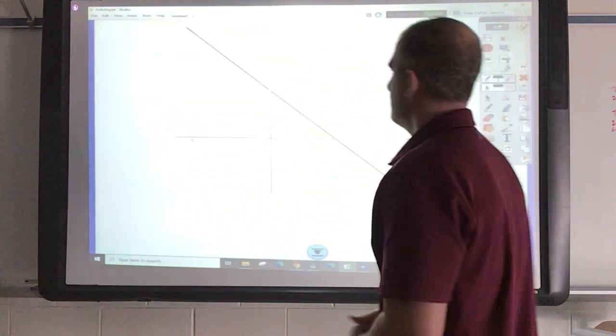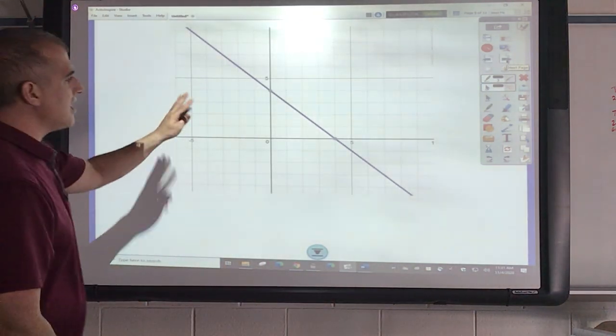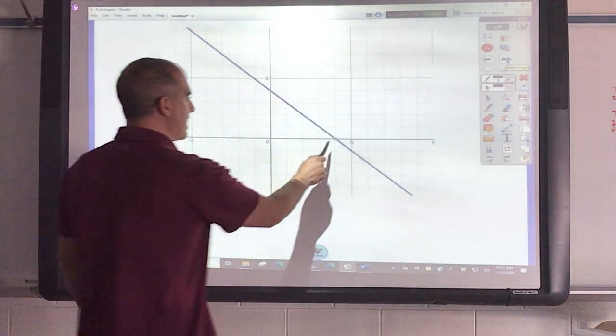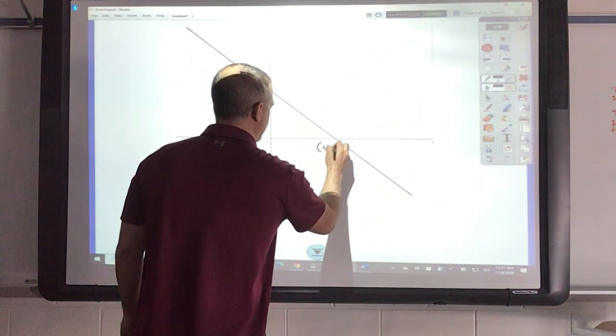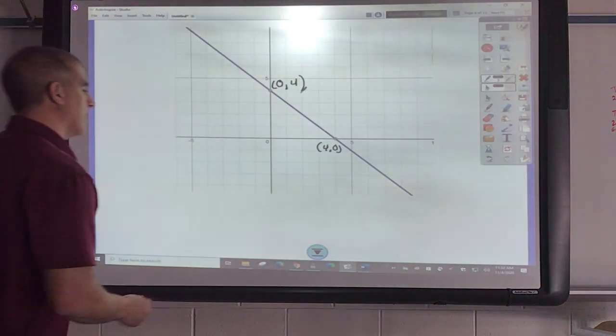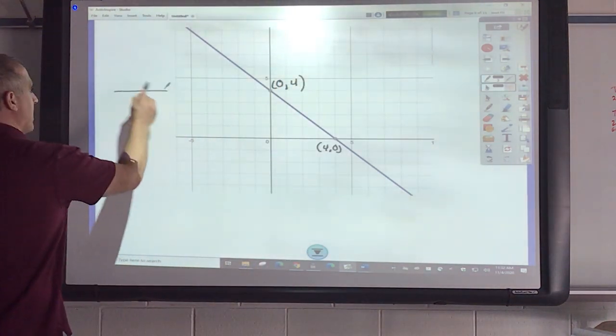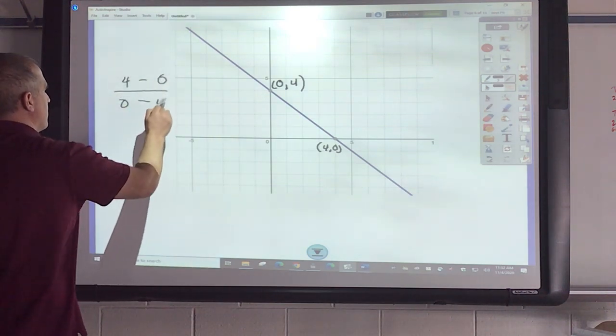All right, now, if I look at this one, I could use a lot of different points, but I like these ones that are right at the axis. This is 4 over 0 up. This is 0 over 4 up. So once again, turn the wheel, 4 and 0. Turn the wheel, 0 and 4.